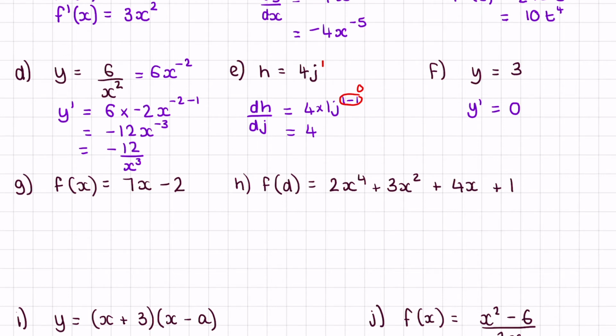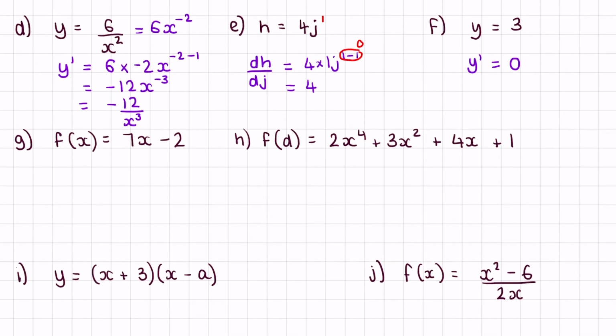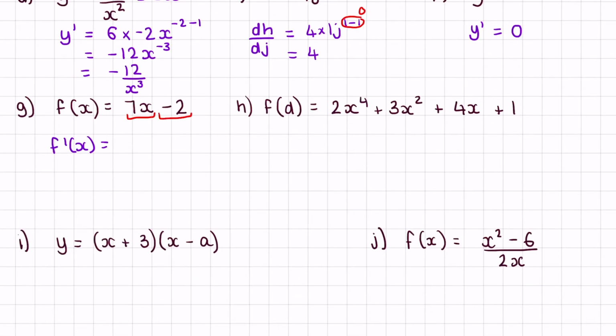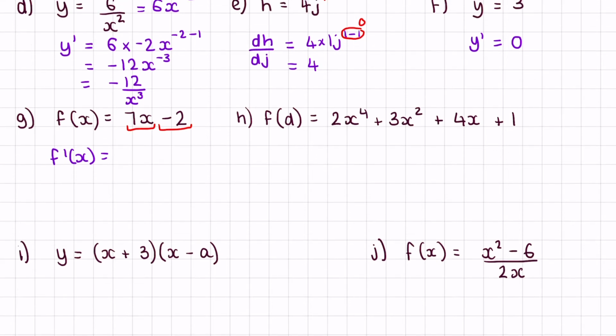G, f of x equals 7x minus 2. So now the slight difference here is we have a minus in the middle. This actually doesn't change anything for us derivative-wise, we just do each bit separately. We do the derivative of the 7x, and then we do the derivative of the negative 2. So derivative of 7x, just like part E before, is just 1x, which means that will just go to 7. Then the derivative of minus 2, it's just a constant, which means it goes to 0. So our derivative of this equation would just be 7.